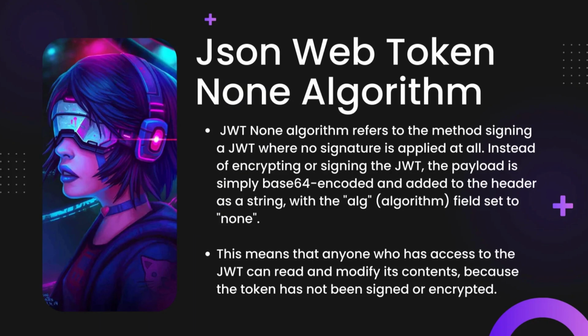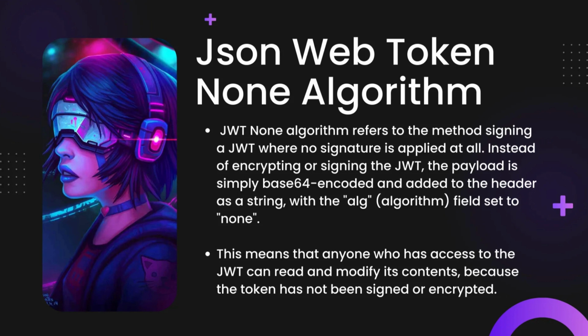JWT None Algorithm refers to the method of signing a JWT token where no signature is applied at all. Instead of encrypting or signing the token, the payload is simply base64 encoded and added to the header as a string, with the algorithm field set to none. So this means that anyone who has access to the JWT can read and modify its contents because the token has not been signed or encrypted.